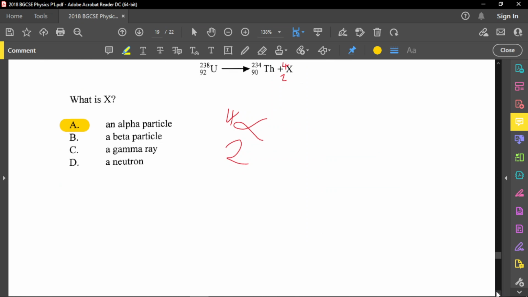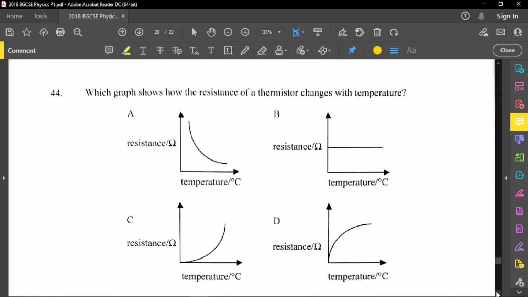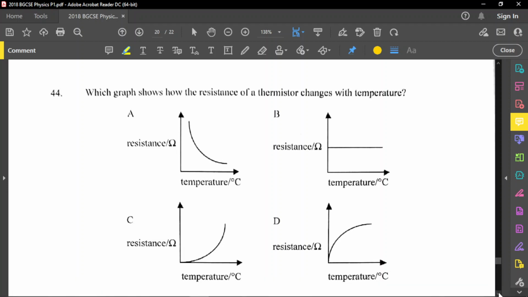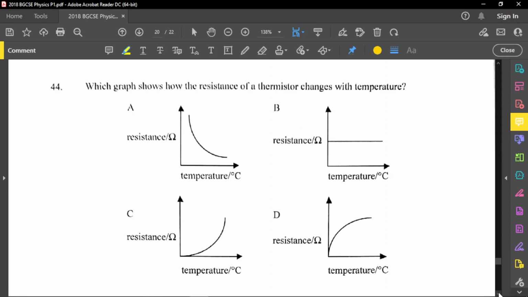44, and we're almost there. Hold tight. We're almost finished. Now, which graph shows how the resistance of a thermistor changes with temperature? Now, there are 2 types of thermistor, and you don't need to know the 2 types. You do not need to know them at all.